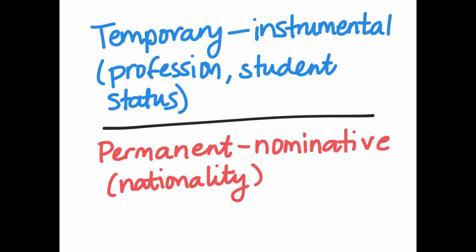It tends to be that things that are temporary states would take instrumental. So a profession might be considered a temporary state. A student status would be considered a temporary state. And that would take instrumental, like our example with мама Кейтлин. But when you have something like бабушка Натальи Михайловны, like her nationality, she was Russian, она была русская, something that's permanent like nationality, it'll tend to be nominative.